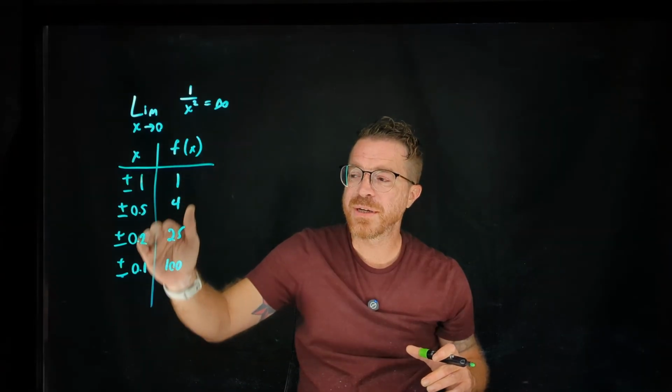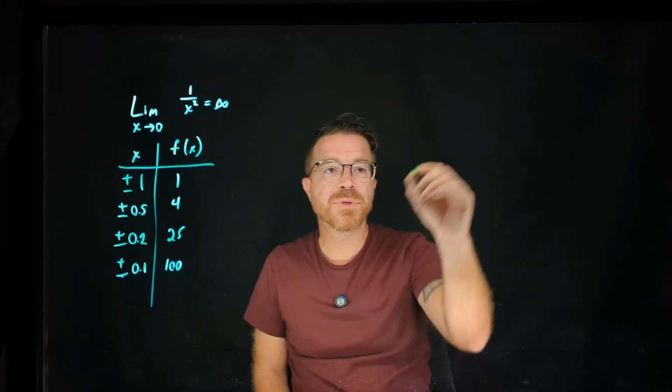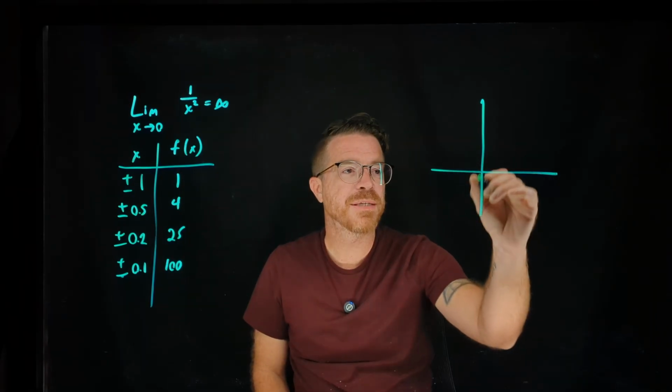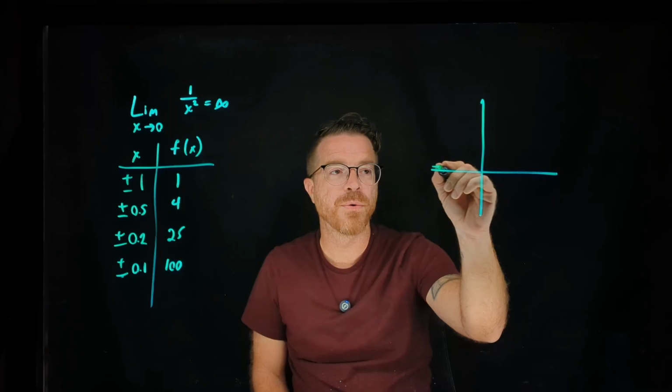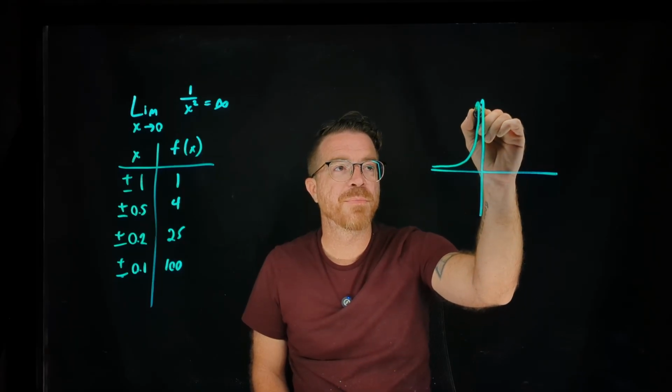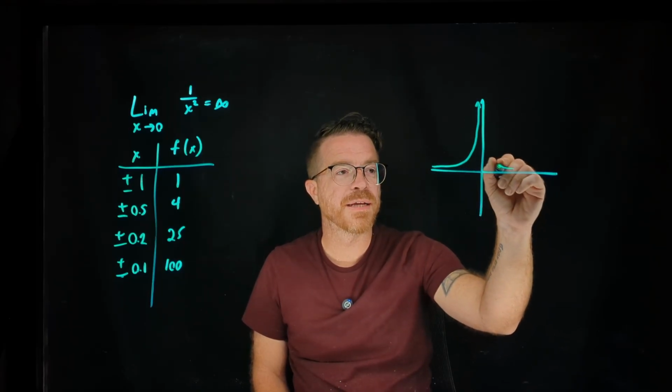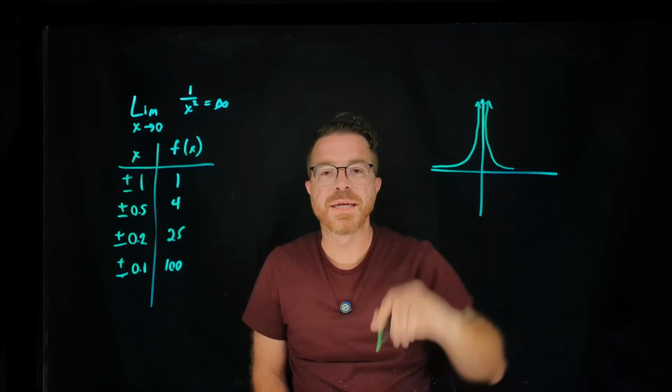No matter what value I plug in here, the closer I get to 0, this would look something like this, right? I have this at 0. I know that whatever I have is going to go bigger and bigger and bigger, never touching at x equals 0. So it might look something like this.